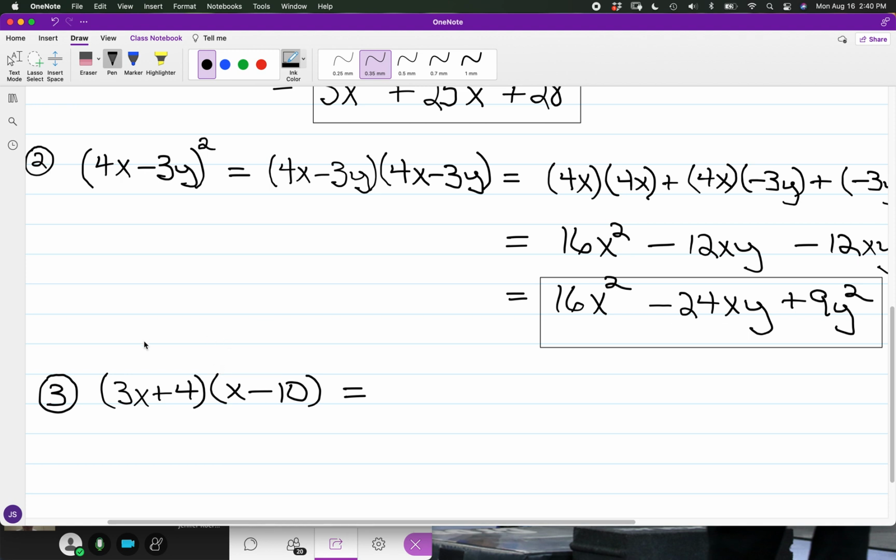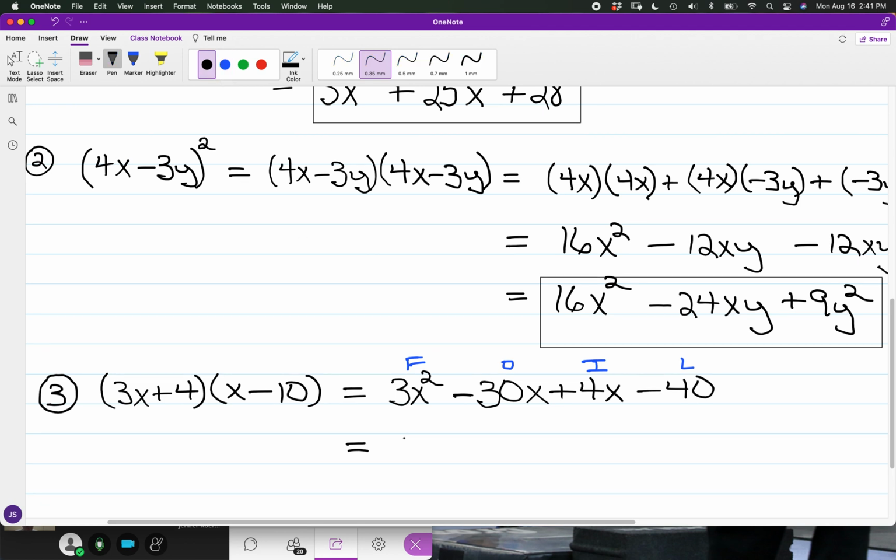Okay, so if we look for the first product, now we got 3x times x. Okay, so you have 3x squared. Now for the outside product, now we got 3x times negative 10. Positive 3x times negative 10. This is going to be a minus 30x. Inside product, you have a positive 4 times x. So this would be plus 4x. And the last product, you have 4 times negative 10. So this is going to be minus 40. Okay, so just to restate, you have first, outer, inner, and last.